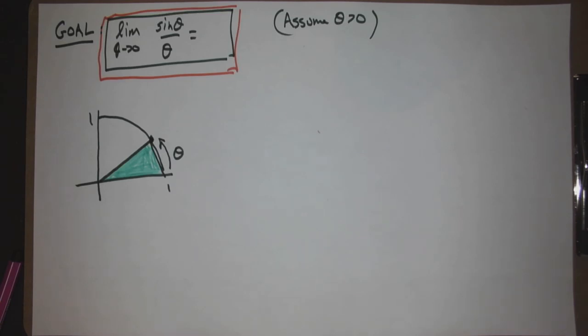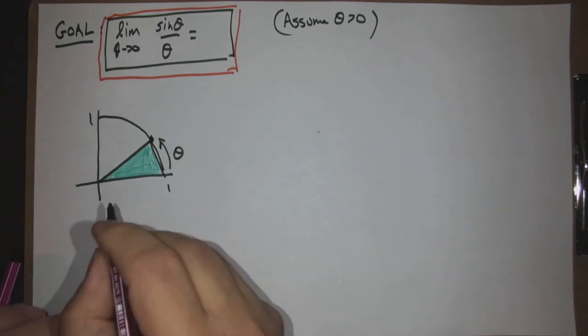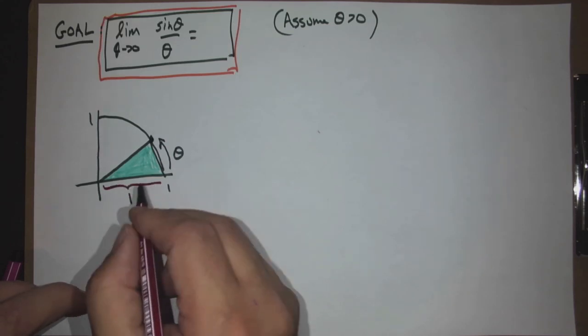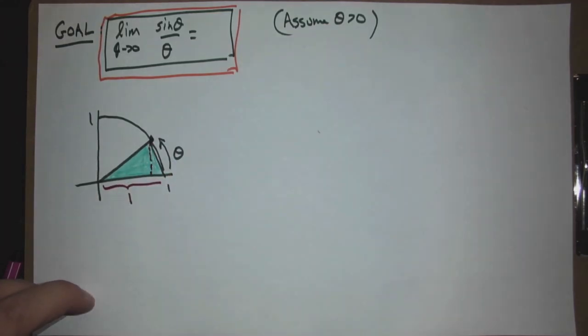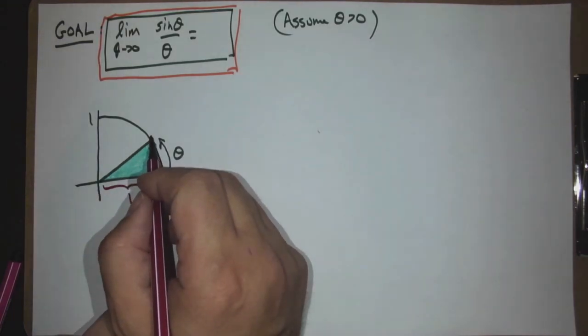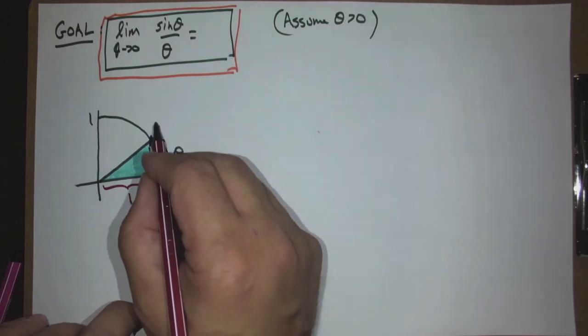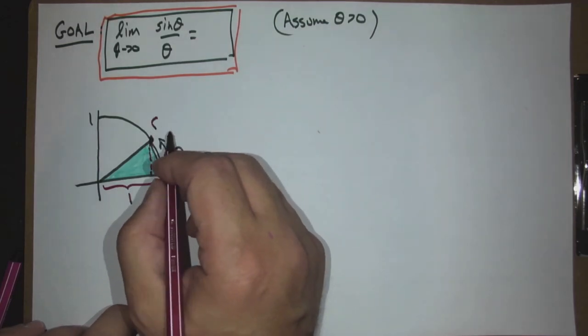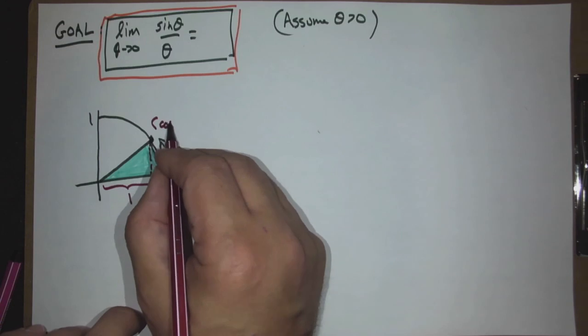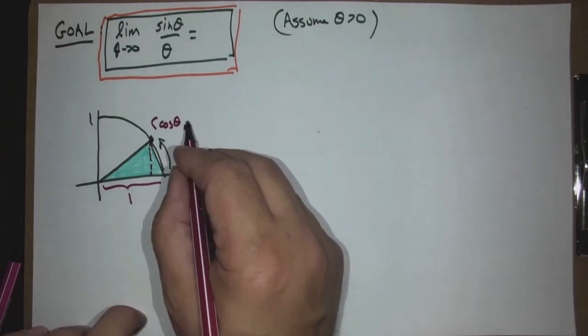Well, how do you find the area of a triangle? 1/2 base height. Do we know the base? The base is 1. So, if we knew the height, life would be good. Now, we go back to our trig days. Trigonometry, those were the days. What are the coordinates of this point in terms of theta? Do you remember? The x value is the cosine. The y value is the sine.